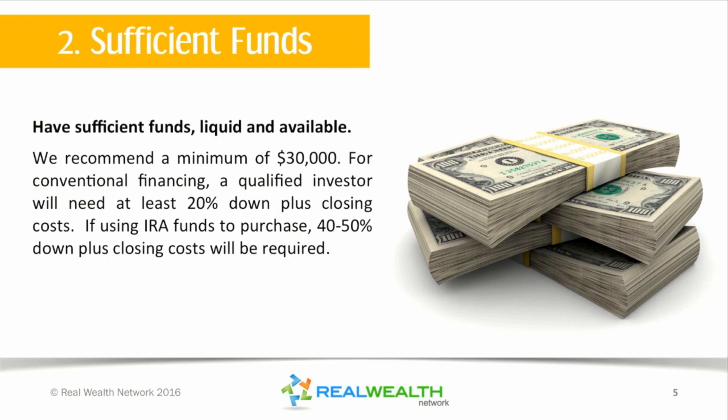If you're using IRA funds to purchase, which kind of falls outside the scope of this webinar, there's plenty of other information available on the site about using your self-directed individual retirement account to purchase real estate. But for the purposes of this webinar, suffice it to say that you generally need between 40 and 50% down plus closing costs. So the 30K amount really only applies to conventional financing. It's more like 50K if you plan on doing it through your IRA. So that's all I have to say on sufficient funds.